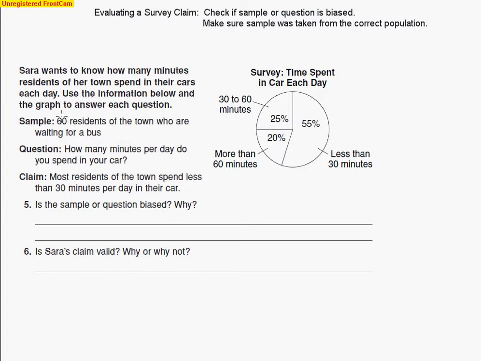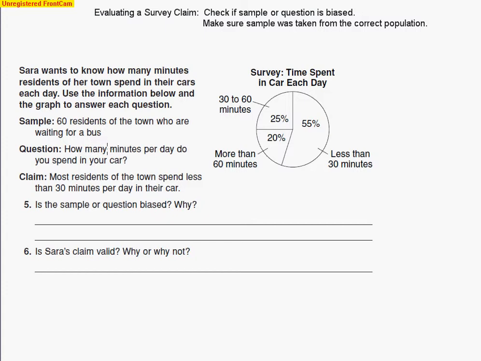First of all, it's a convenient sample because it is just asking the 60 residents that are waiting at a bus. It's easy just to go to the bus stop and ask those people because there's a bunch of people there waiting for the bus. You might as well ask them, right? Well, let's read a little further here.